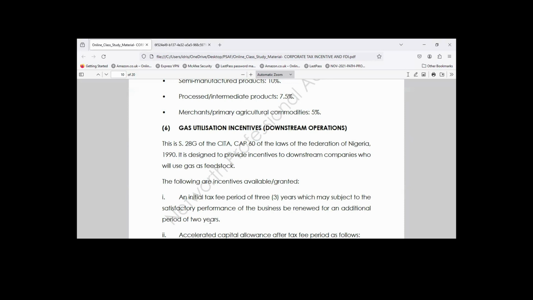So what are the incentives under this gas utilization? For a company engaged in liquefied natural gas, the following incentives will be given to them. They will be given an initial tax holiday of 3 years, meaning within 3 years, they will not pay tax. Upon satisfactory performance, they can be given an additional 2 years.